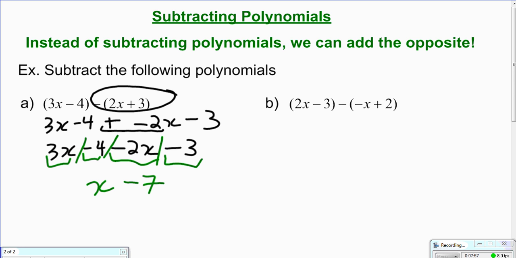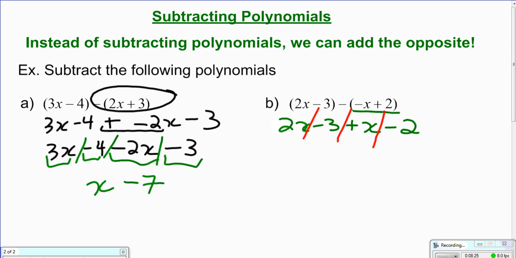And let's look at the second one. 2x minus 3, take away negative x plus 2. Well, we can't take away a negative x from positive x. So we can't take away here if we were to build it. So we need to think of adding the opposite. So 2x minus 3. So we're going to add the opposite of this. So negative x becomes positive x, and positive 2 becomes negative 2. So we get 2x minus 3 plus x minus 2.